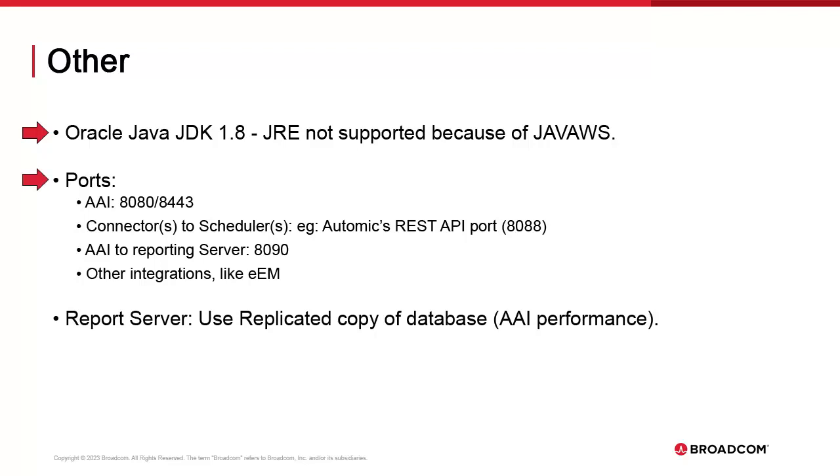A number of ports have to be open in a firewall, such as the HTTP and HTTPS ports for AAI. The connectors need to communicate with the respective schedulers. For example, the framework-based connector needs to communicate with the Atomic host port 8088, which is the default REST API port, or whatever port you've assigned to it. The report server's default port is 8090, which has to be opened for AAI. Keep in mind that AAI might be integrated with domain management solutions like EEM. Broadcom recommends using a replicated copy of the database for the report server, as using the same database can impact performance of the AAI service.